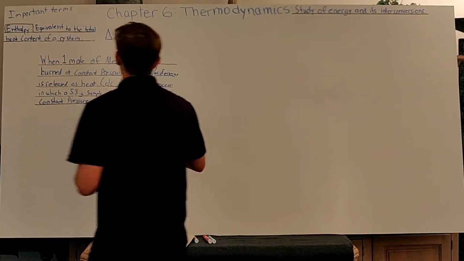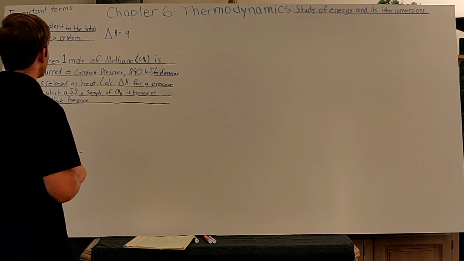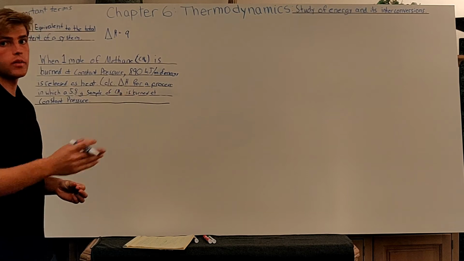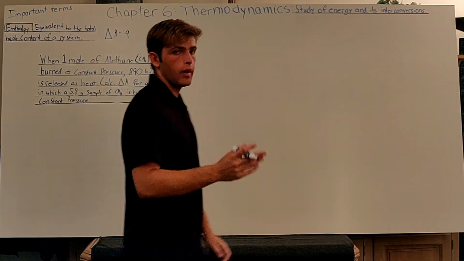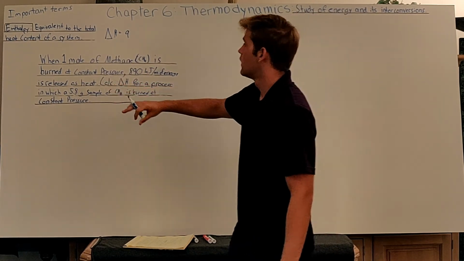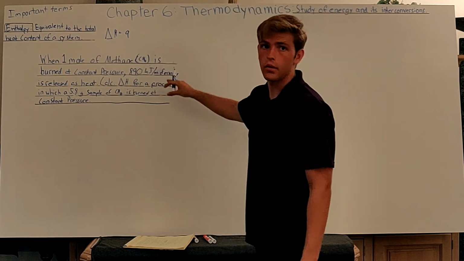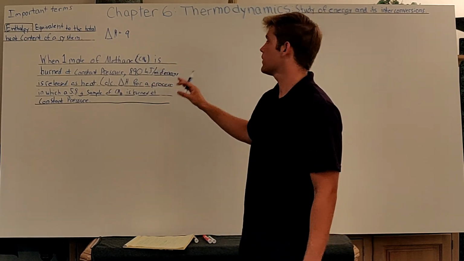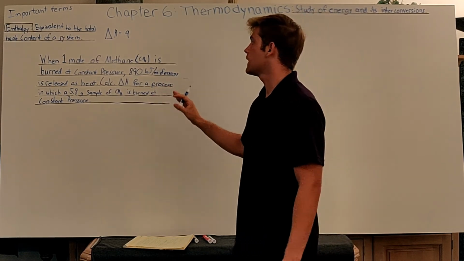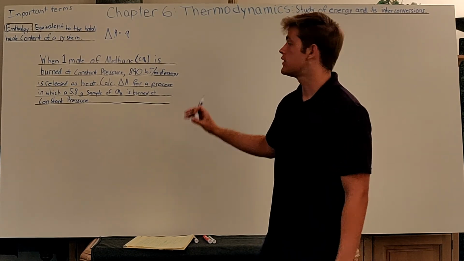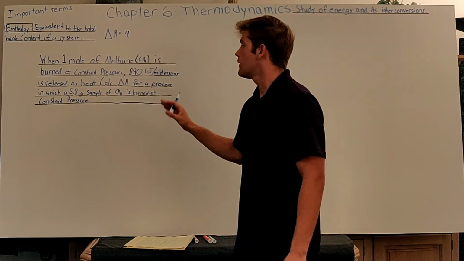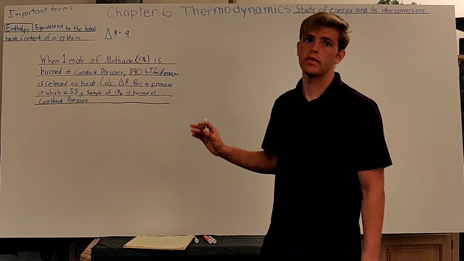All right. So from here, we have a practice problem. Now this doesn't use a formula, this is just getting from one spot of what you're given to the next spot of what you need to get. When 1 mole of methane, CH4, is burned at a constant pressure, 890 kilojoules per mole of energy is released as heat. Calculate the change of H, delta H, for a process in which a 5.8 gram sample of CH4 is burned at constant pressure.